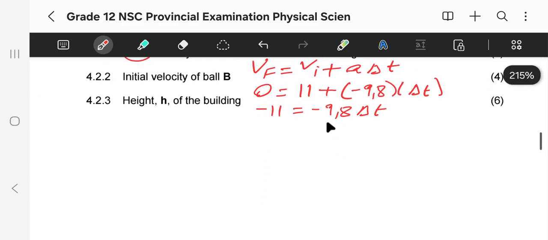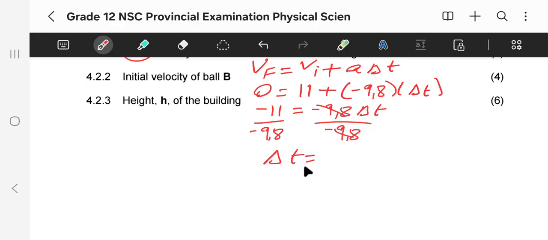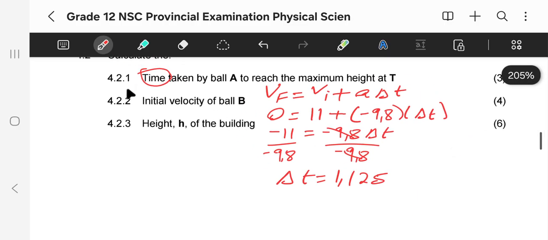Then I'll divide by negative 9,8 on both sides. And therefore my delta t, when I press this on the calculator, becomes 1,12 seconds. So this is how I answer 4.2.1. All right, hope it's making sense, guys. Let's move on to 4.2.2.